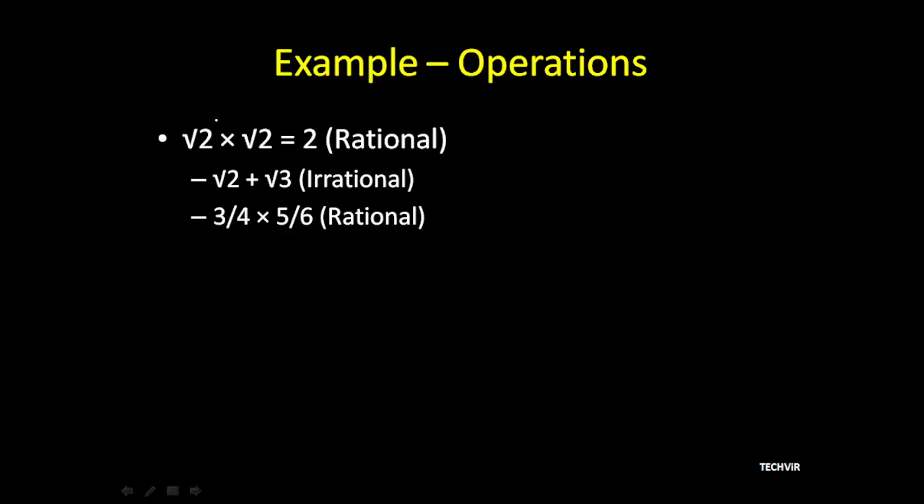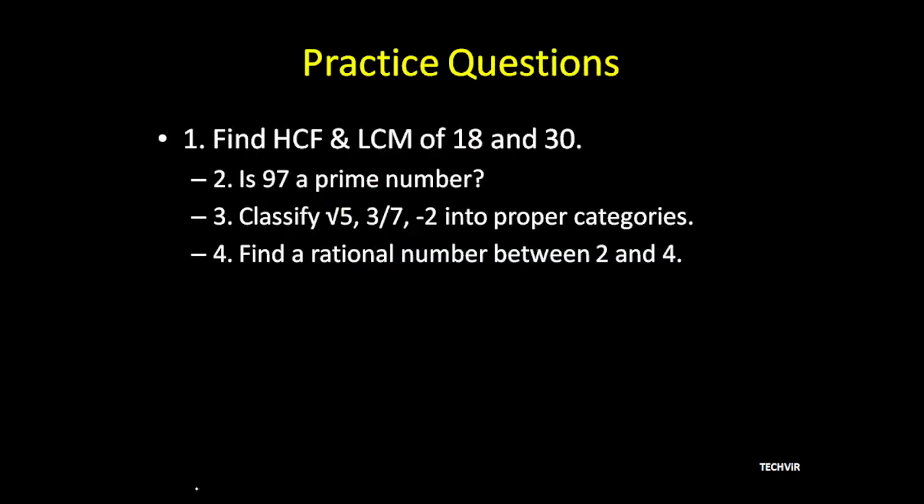These are the examples. Say I am having two irrational numbers, one is root 2, another one is root 2. Root 2 multiplied by root 2 will give you 2, that is a rational number. Suppose I am adding root 3 to the irrational number root 2, the addition will be an irrational number. This is important. Suppose I am having a rational number 3 upon 4 and another rational number 5 upon 6. I am doing the product of these numbers, the result will always be a rational number. Okay, so these are some results and examples which we must memorize. They are very important, right?